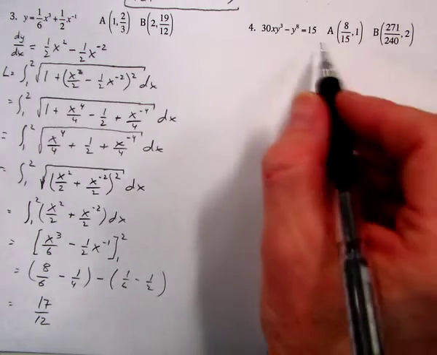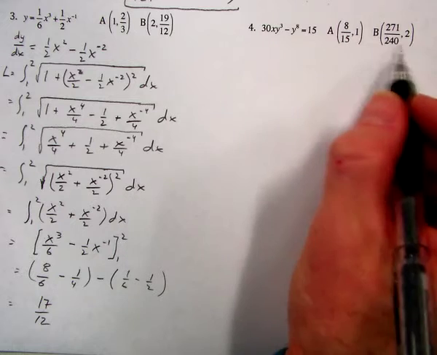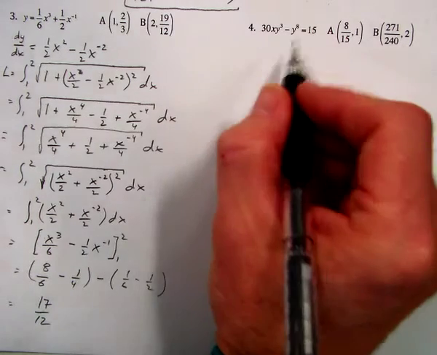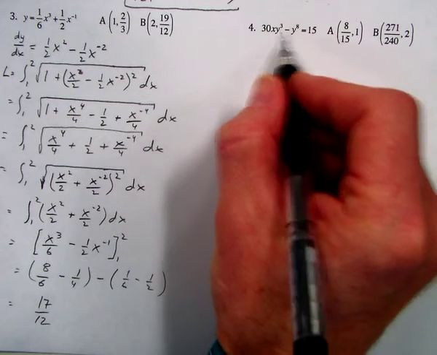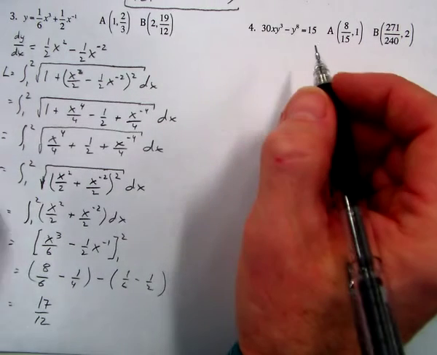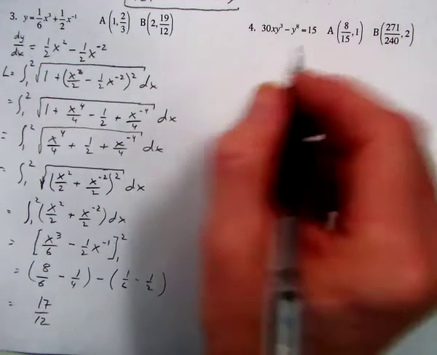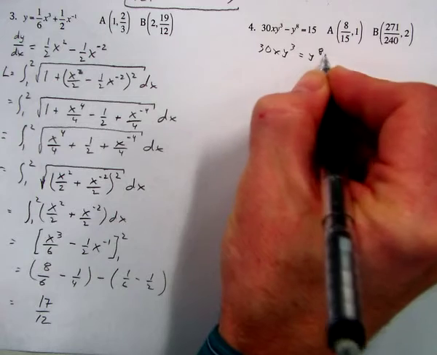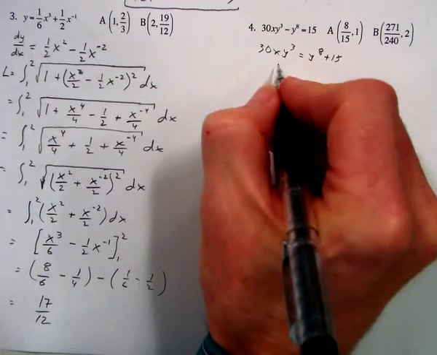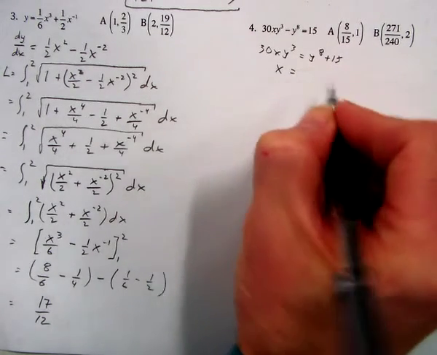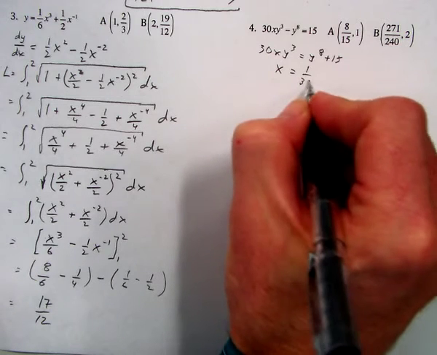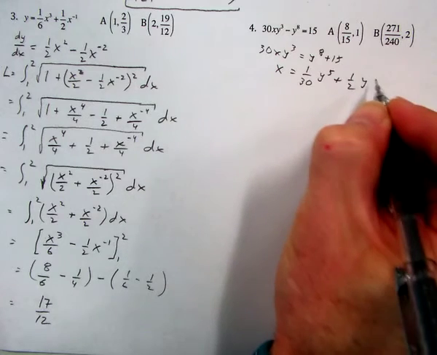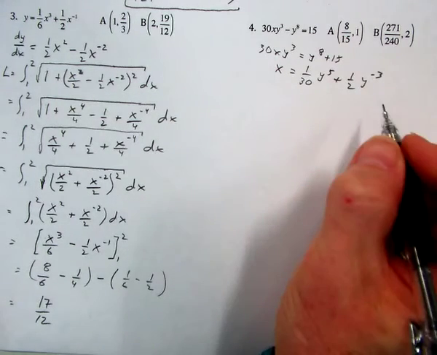Here's a hint. When we look at these points, we have these ugly fractions for x. We probably want to try to get it in terms of y. And when we look at this, we have just an x here, but we have y to different powers. So we do want to solve this equation for x. So we'll say 30xy cubed equals y to the 8th plus 15. Divide by 30y cubed, so x is going to equal 1/30 y to the 5th plus 1/2 y to the negative 3.